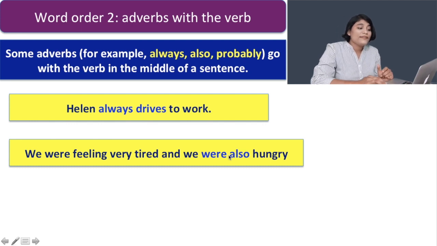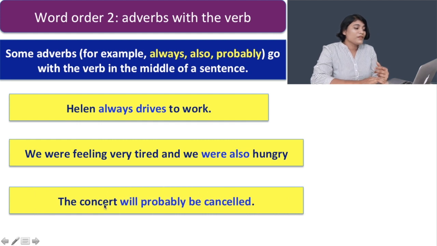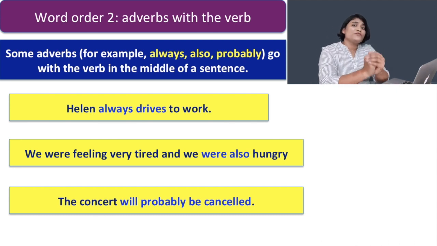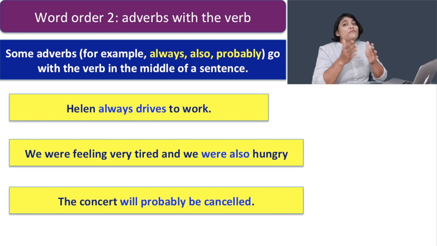So here you find the difference. In the first example, the adverb always sits before the verb, but in the second example, you will find that the adverb also is placed after the be verb. And next example: the concert will probably be cancelled. Here in this example also, the position of the adverb is in between will and the be verb. So this is the position.